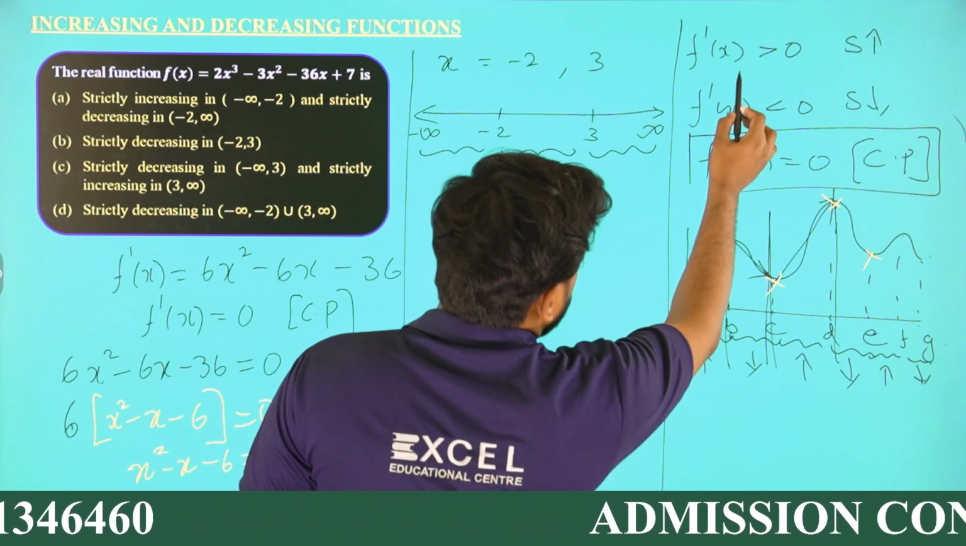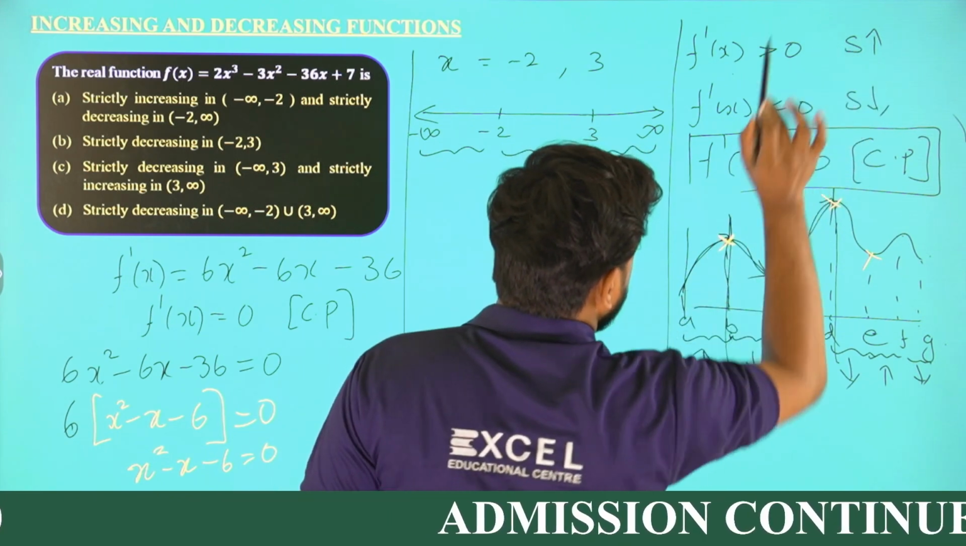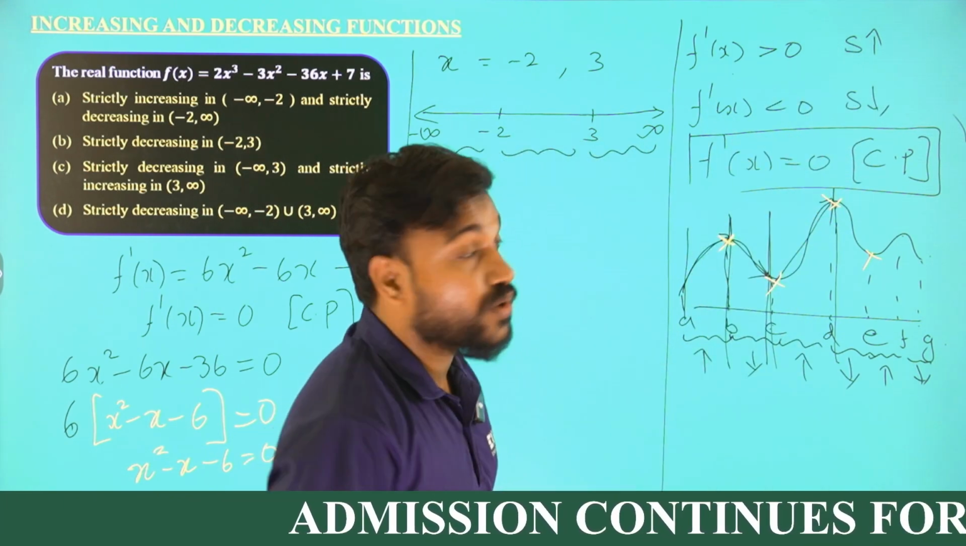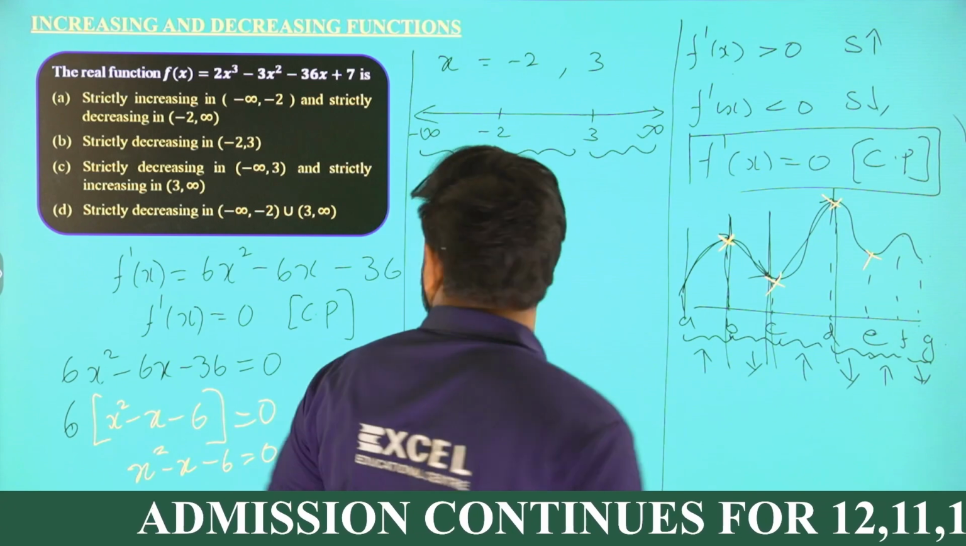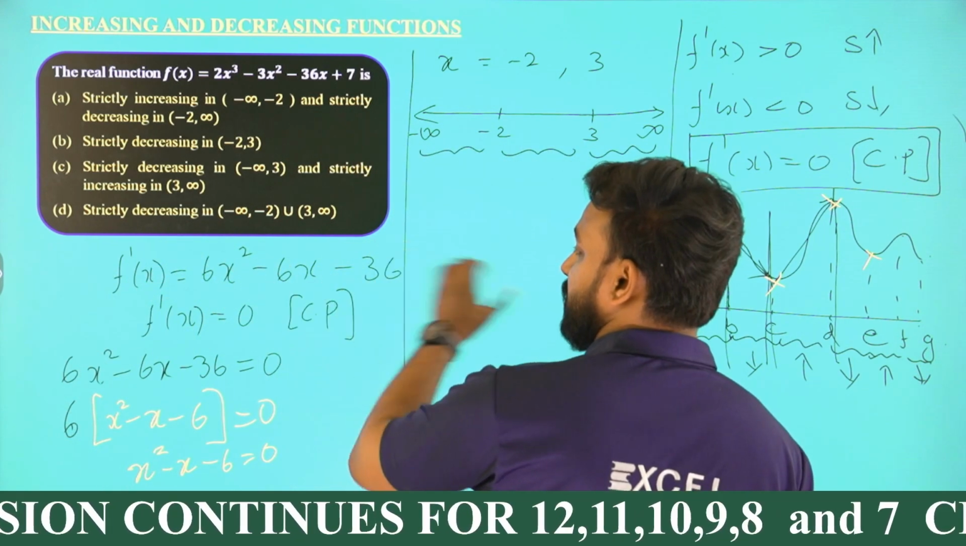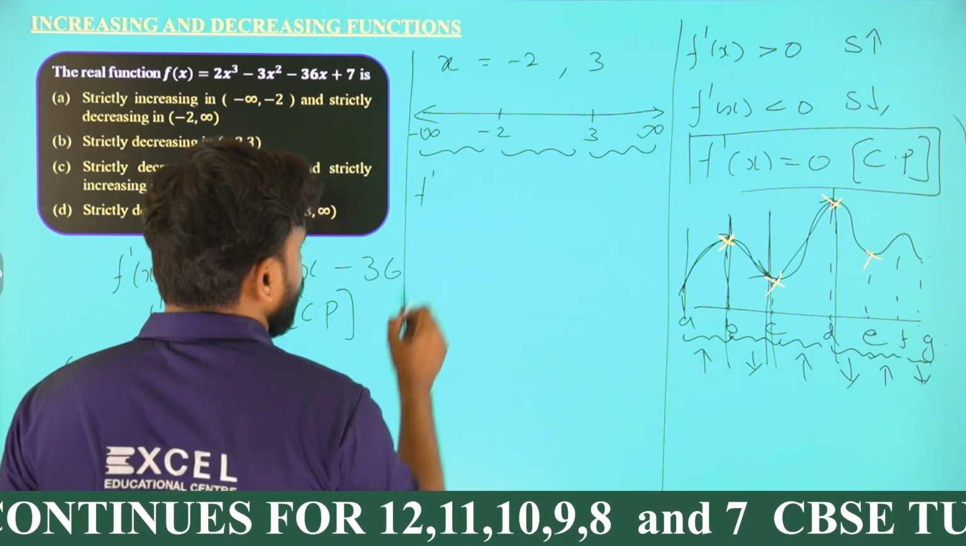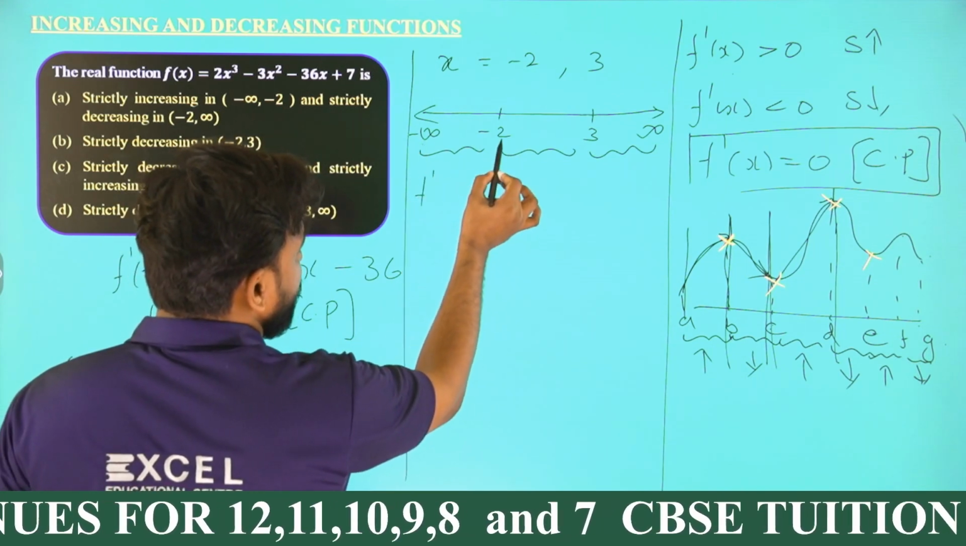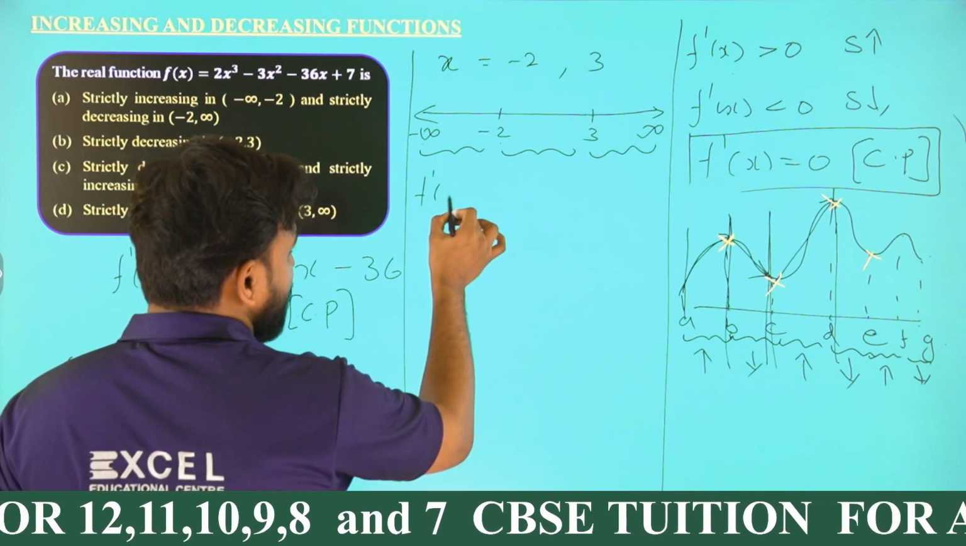find that. If f dash of x is greater than 0 in an interval, it's increasing. If f dash of x is less than 0 in an interval, it's strictly decreasing. So who is f dash of x? Here we have the f dash of x, 6x square minus 6x minus 36. So f dash of a number between minus infinity to minus 2, I'm taking as minus 3.